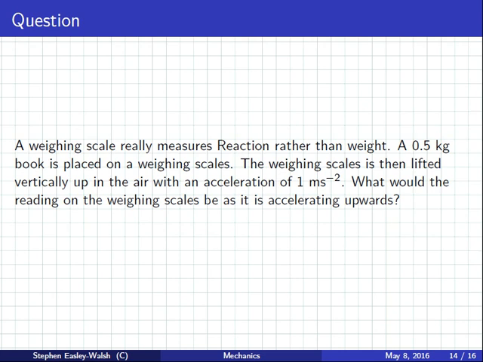weighing scale is then lifted vertically up in the air. So somebody lifts it up. What would happen to the reading on the weighing scales? Would it say the book weighs more or less? More. We can kind of picture that if I'm lifting this up, then the weighing scale acts like it's a heavier weight. But why is that, and what would it say? So let's have a look here.